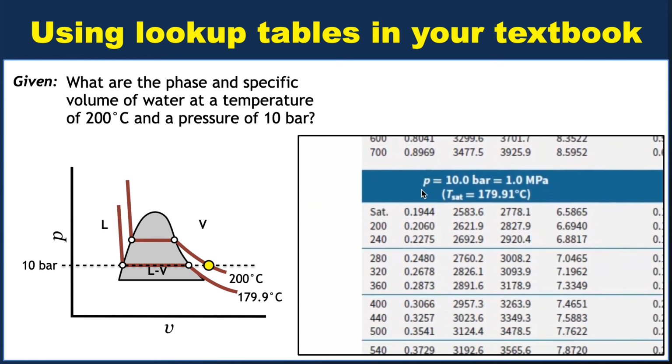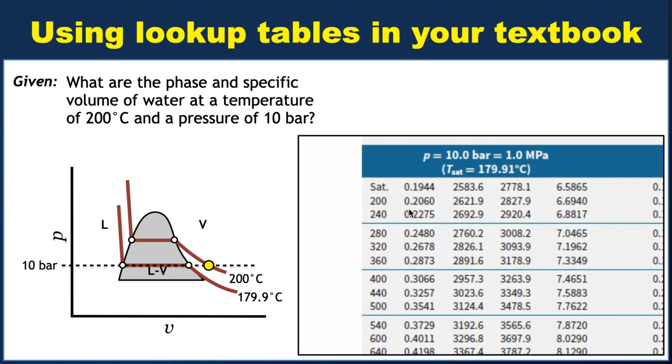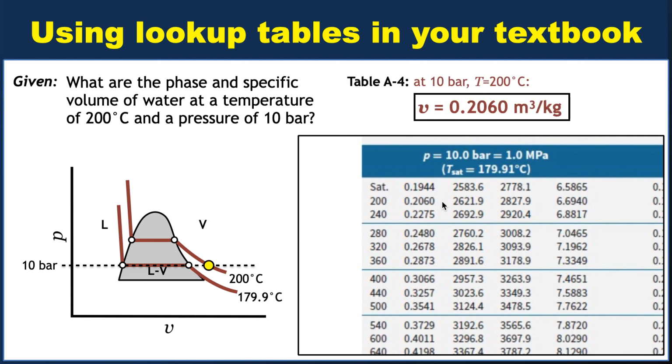Now, to find the specific volume, we look up, and this column is specific volume in cubic meters per kilogram. Great. So we scroll back down to the appropriate pressure and temperature, and we get our answer. The specific volume is 0.2060 cubic meters per kilogram, so we managed to find the specific volume at this temperature and that pressure. According to table A4, it's this value.